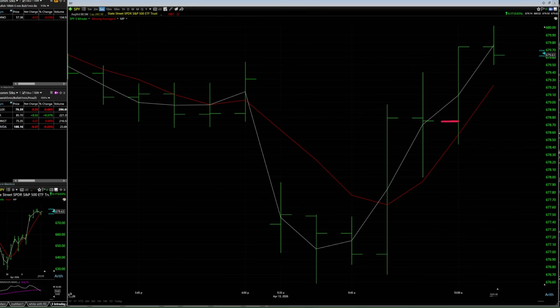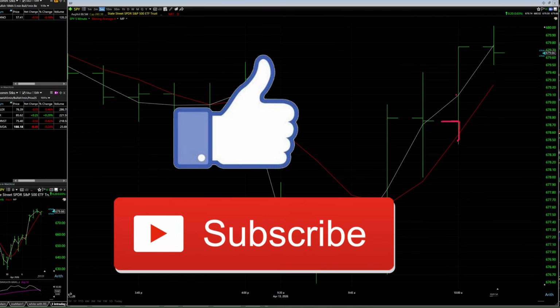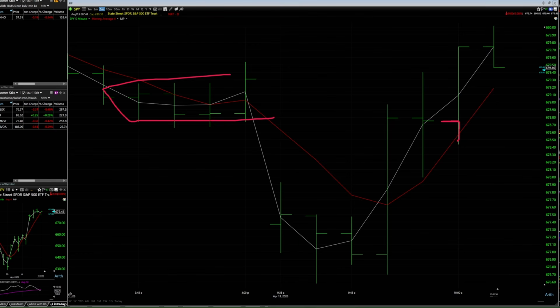We have an open, and we come back down and test the 4. If we break that 4, then we know that this was just a short-term rally and it's probably rolling back to the downside. It's failing at resistance. But the fact of the matter is it came down, it tested the 4, and then it came back up through the open.